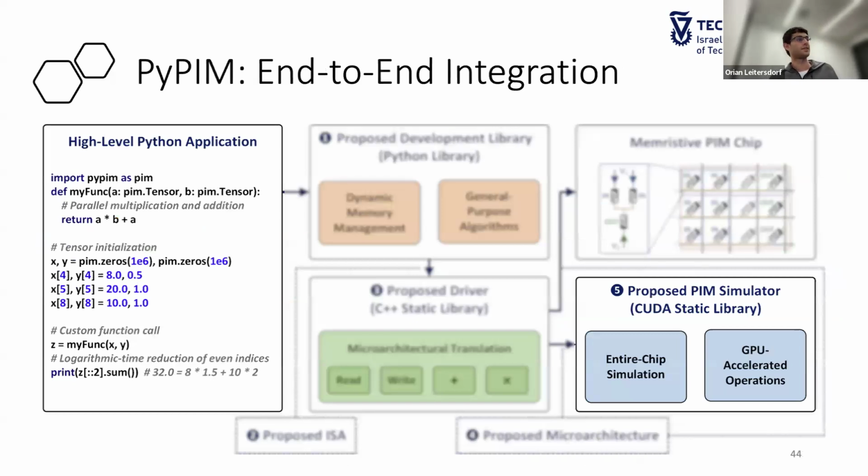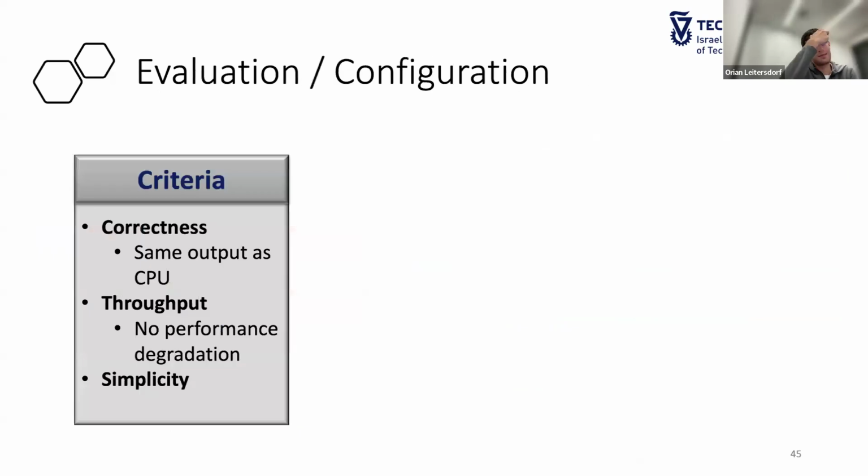Okay, so now we've seen all of the proposed parts of the library itself. We're going to focus on how do we evaluate it and how do we simulate it. And in order to evaluate the library, we're going to have three criteria. The first criteria is going to be correctness. We want that whatever we perform in the PyPIM accelerator is going to have the same correctness as CPU.